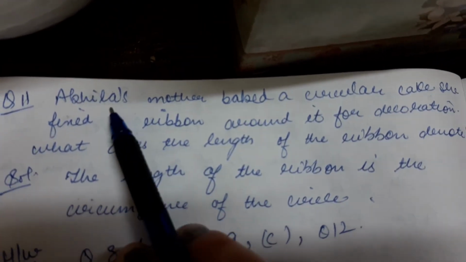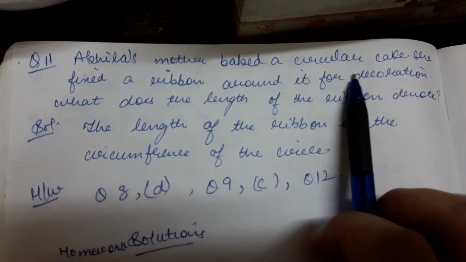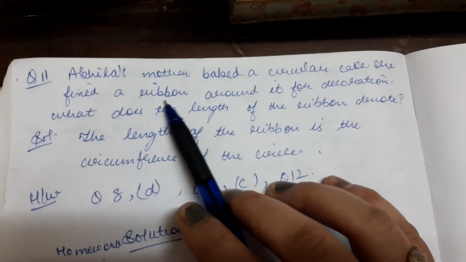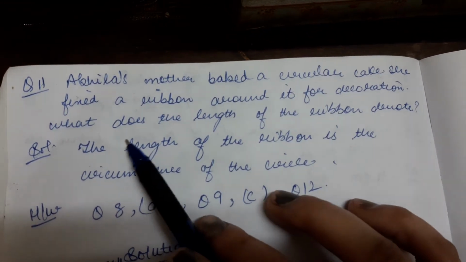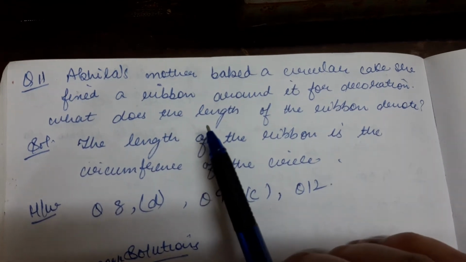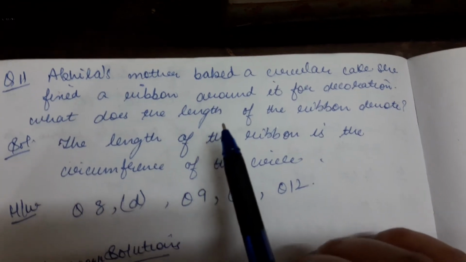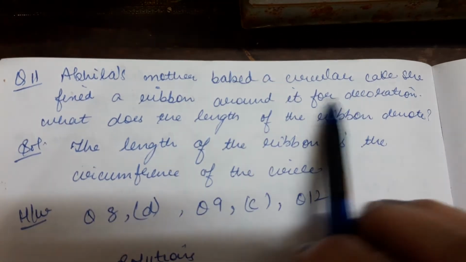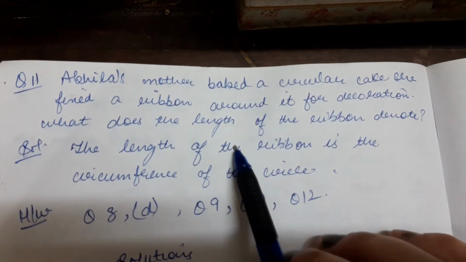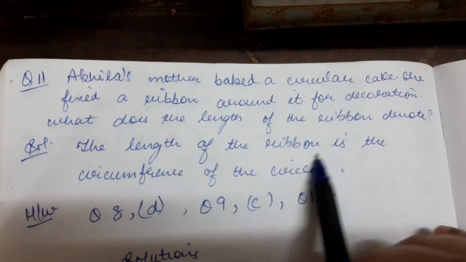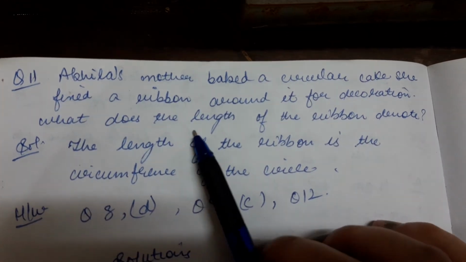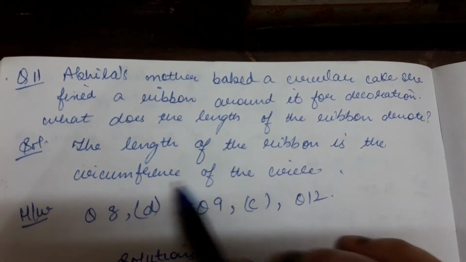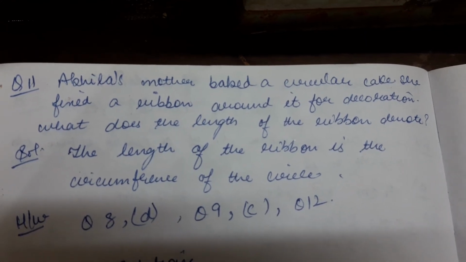Next is Akhila's mother baked a circular cake. She fixed a ribbon around it for decoration. What does the length of ribbon denote? As we already discussed, the length of the boundary of the circle is known as the circumference. So here also she is using a ribbon to roll around the circular cake. So that length of ribbon is known as the circumference of the circle.